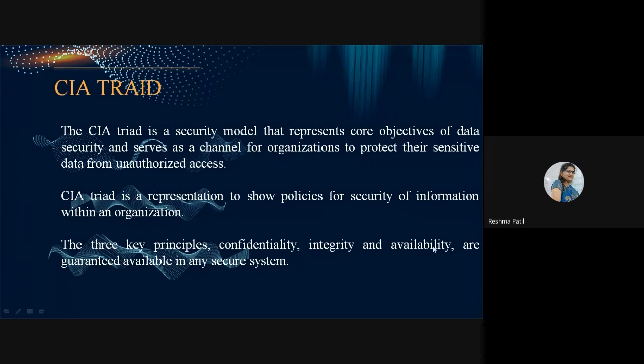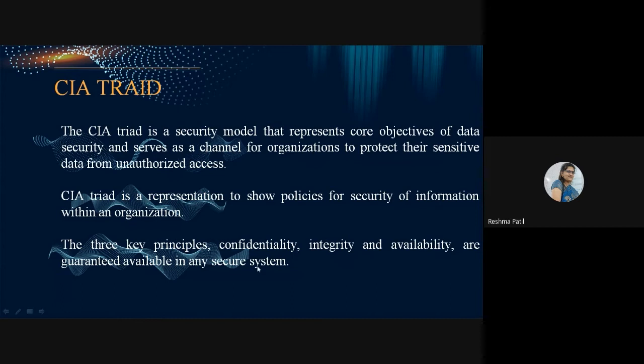Confidentiality, integrity, and availability are guaranteed to be available in any secure system. If we are thinking about a secure system, these three things should be available. If anyone is missing, you cannot say our system is secure. If confidentiality is missing, and integrity and availability are there, then also your system is insecure. If integrity is missing, your system is insecure. If availability is not there, there is no use of your system, because your system is not available at the right time. So how can you say that your system is secure? So for security, these 3 points are required: confidentiality, integrity, and availability. And this is called the key principle of a secure system.